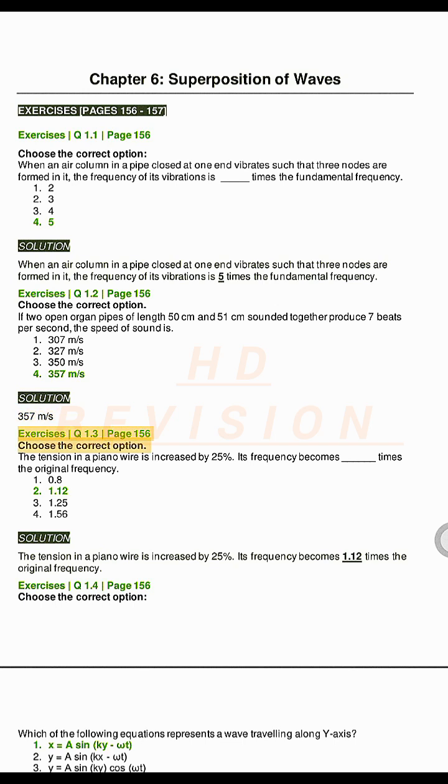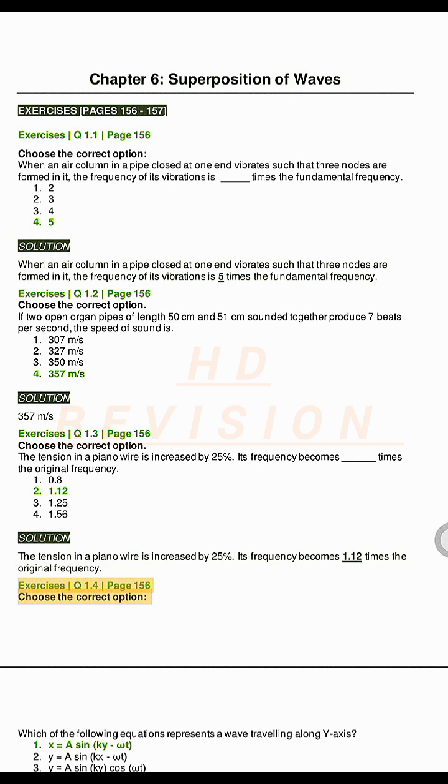Exercises Q1.3, page 156. Choose the correct option. The tension in a piano wire is increased by 25%. Its frequency becomes _ times the original frequency. 1. 0.82, 2. 1.123, 3. 1.254, 4. 1.56. Solution. The tension in a piano wire is increased by 25%. Its frequency becomes 1.12 times the original frequency.